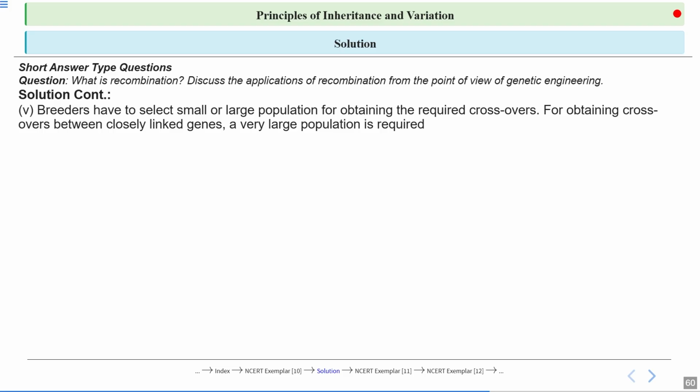Clear? Now breeders have to select a small or large population for obtaining the required crossovers. And for obtaining crossover between closely linked genes, a very large population is required. So you can see with recombination, new combinations are being produced. And when the genes are linked, then recombinants are very few. Okay. If you want to get recombinants when the genes are very closely linked, then you need a very large population for that.